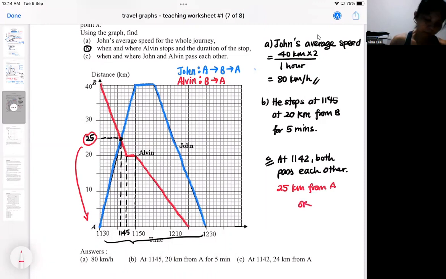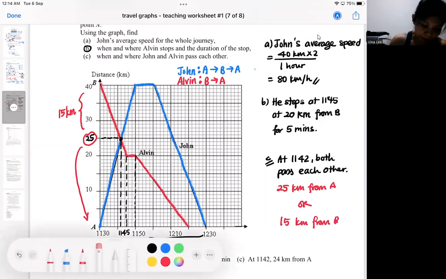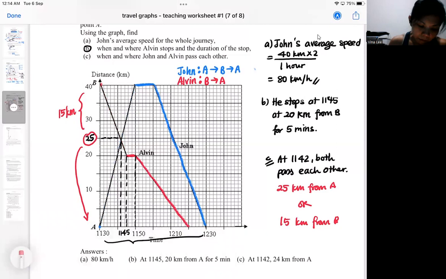or it's actually 15 kilometers from B. Maybe I got to erase my line, then you can read. I think the answer is 24, so it's around there. So you need to have a reference point. If your reference point is different, of course the number can be different. But if you never put any reference point, you are not going to get any marks.